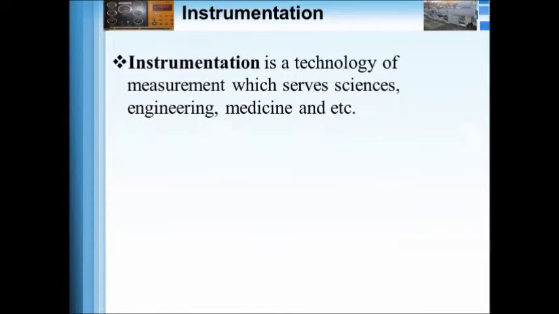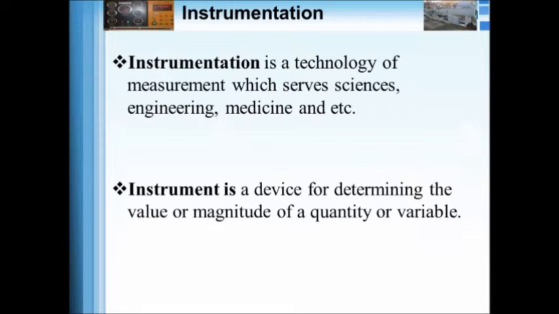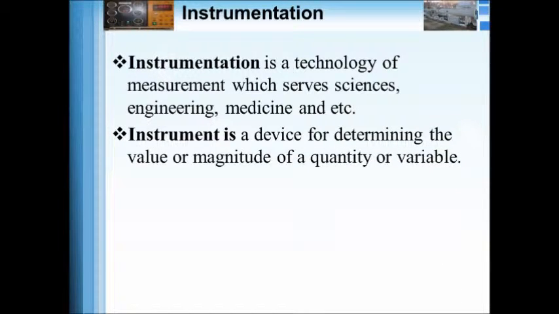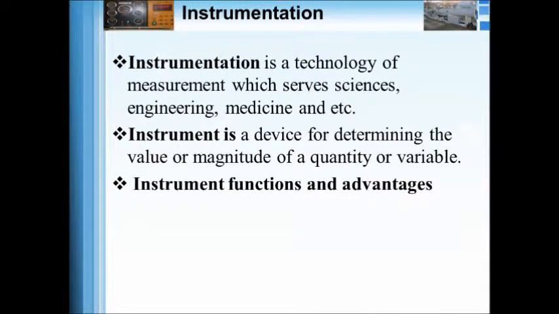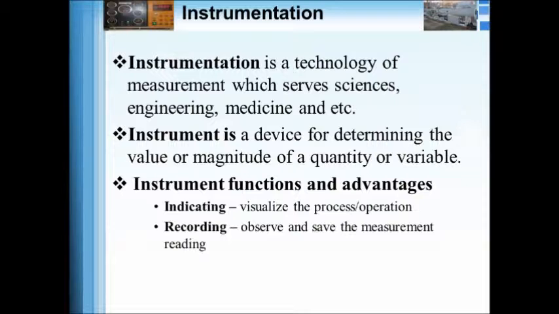Instrumentation. Instrumentation is a technology of measurement which serves science, energy, medicine, and more. An instrument is a device for determining the value or magnitude of a quantitative variable. Instrumentation functions and advantages: indicating, to visualize the process; recording, to observe the step and the measurement reading; controlling, to control measurement and process.